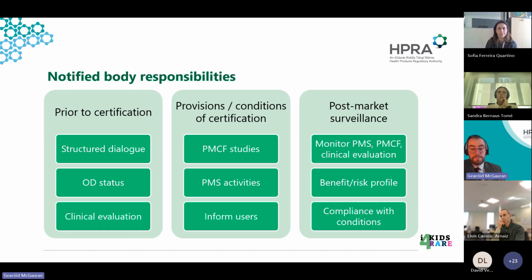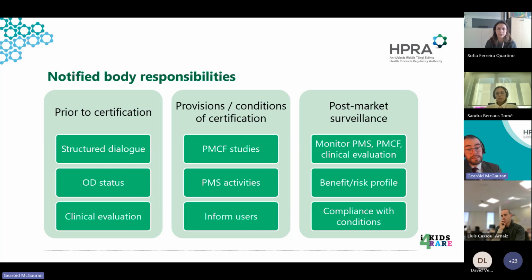During certification, notified bodies are encouraged to consider the role of conditions or specific provisions of certification. It might be acceptable to certify these devices for placement on the market on the condition that they conduct specific PMCF studies or other PMCF activities, or they might require manufacturers to include specific information for users. These are just examples of conditions of certification that could be considered by the notified body.